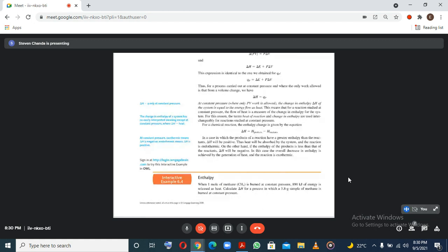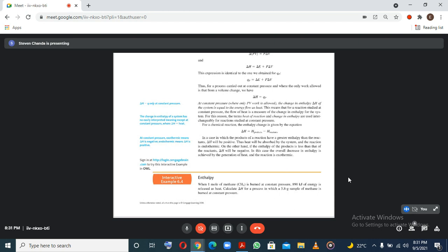So they're telling us that one mole of methane is burnt at constant pressure, and 890 kilojoules of energy is released as heat. Calculate the change in enthalpy for a process in which a 5.8 gram sample of methane is burnt at constant pressure. So here, this is really more analytical than solving. We're not really using the formula yet, but we will use it later on. Here it is just for us to understand the concepts better.